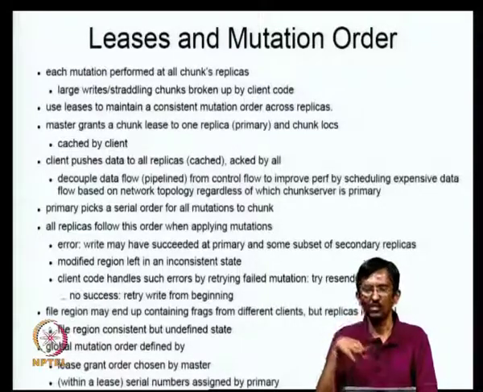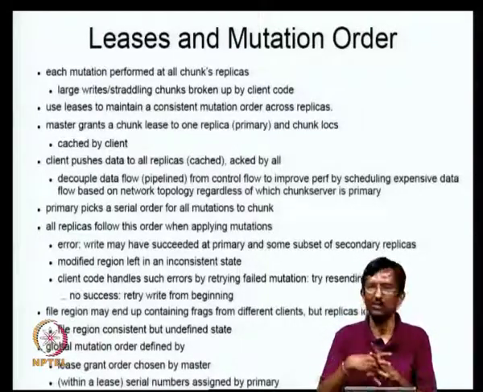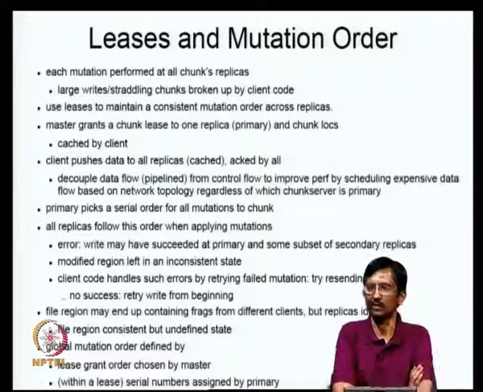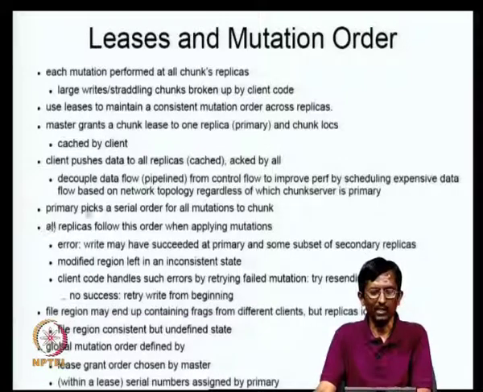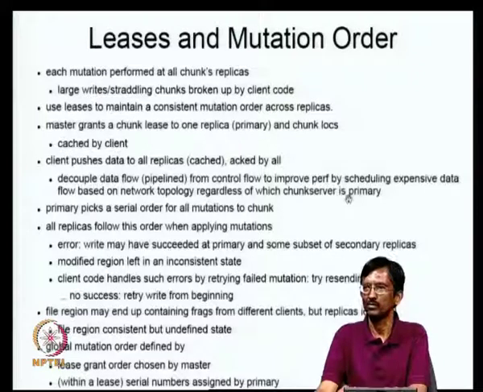That is not a good idea when you are transferring large 64 megabyte chunks, for example, or big, huge writes. So, they try to decouple the data flow from control flow to improve performance by scheduling expensive data flow based on network topology, regardless of which chunk server is primary.